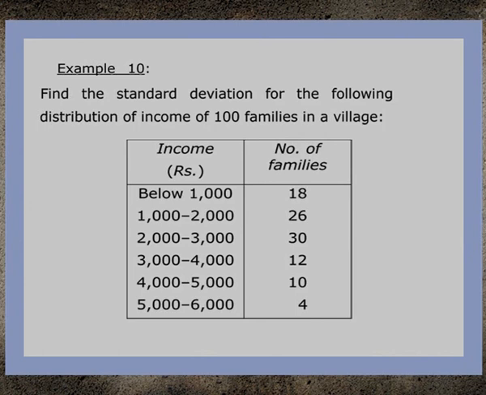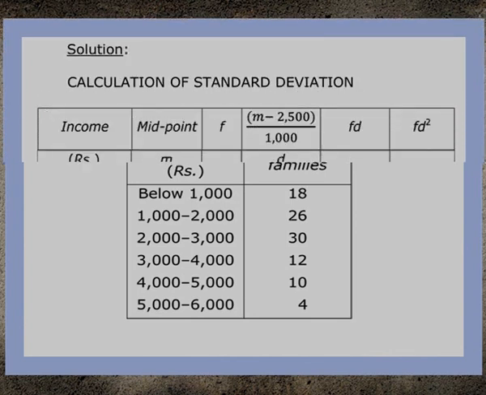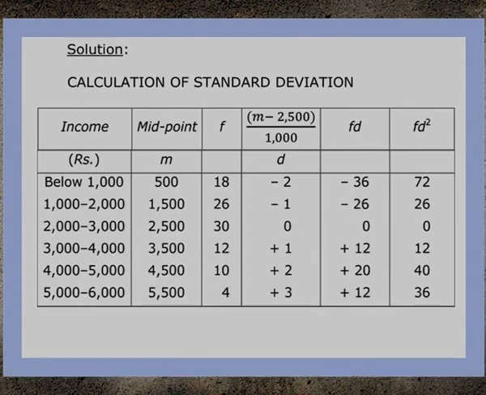Find the standard deviation for the following distribution of income of 100 families in a village. So we have a table of income in rupees and number of families. In the solution we are calculating the standard deviation. For that we are making a table with income in rupees, the second column midpoint, that is small m, the third one frequency, that is small f, the next one m minus 2500 divided by 1000, that is small d, the fd column, and the last one the fd square column.